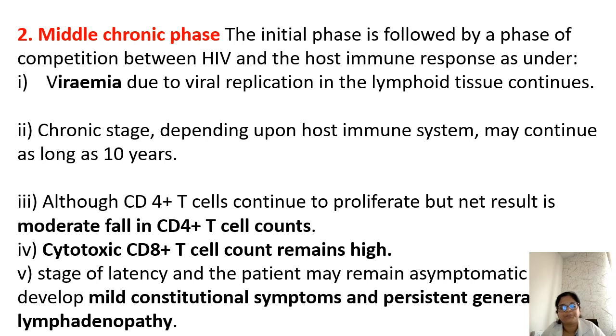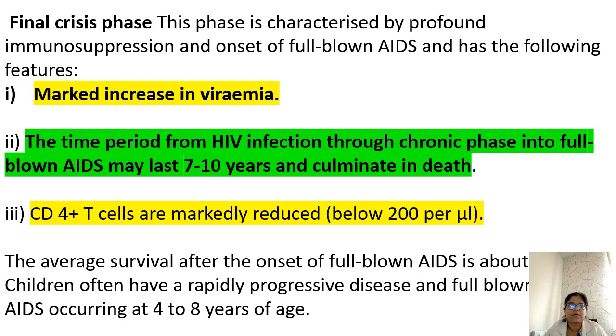Although the CD4 T cells continue to proliferate as a defense mechanism, the net result is a complete fall in the CD4 T cell count, while the CD8 plus T cell count remains high, and the reversal of the ratio occurs. There is a stage of latency, and the patient may remain asymptomatic for years, developing only mild constitutional symptoms and persistent generalized lymphadenopathy. That's called PGL.